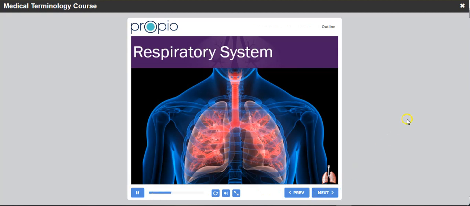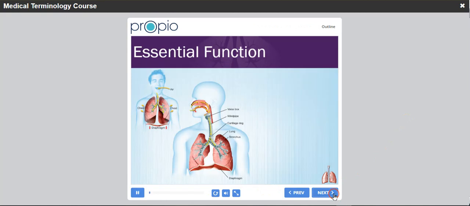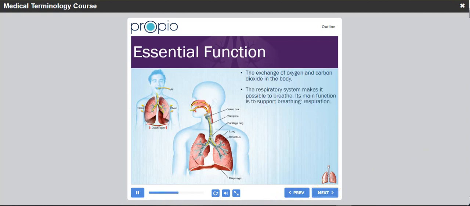And now, respiratory system. The main function of the respiratory system is the exchange of oxygen and carbon dioxide in the body. The respiratory system makes it possible to breathe. Its main function is to support breathing, respiration.